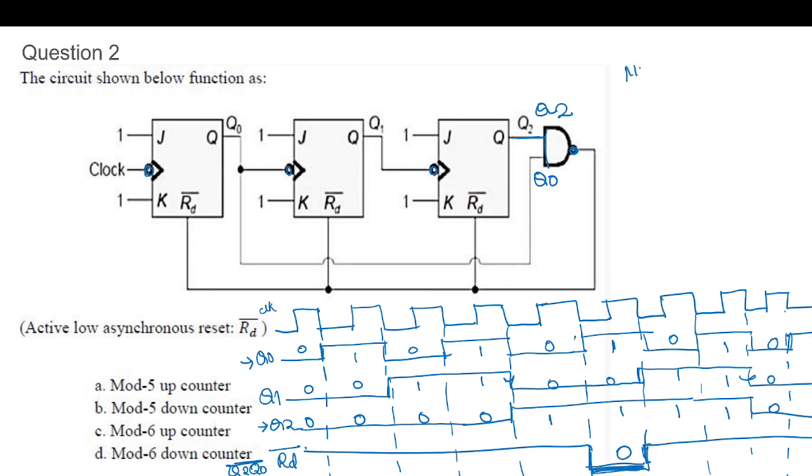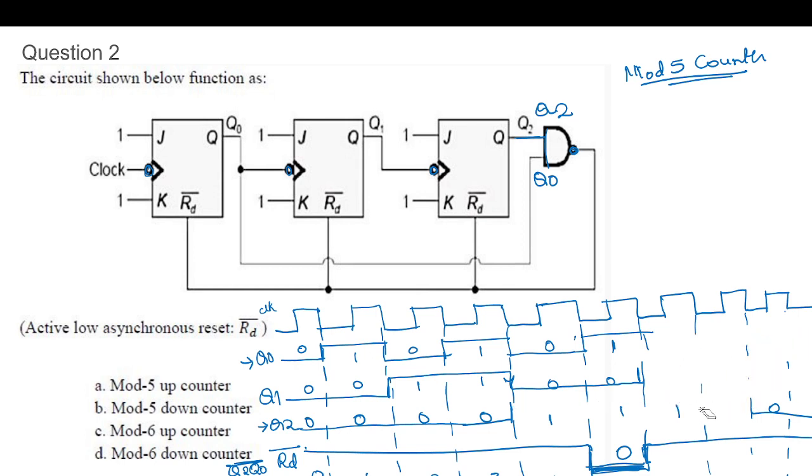So this is modulo 5 counter. And whether it is up or down counter, 0, 1, 2, 3, 4, 5. At 5 it is clearing, so it is 0 again. So this will be cleared, right?